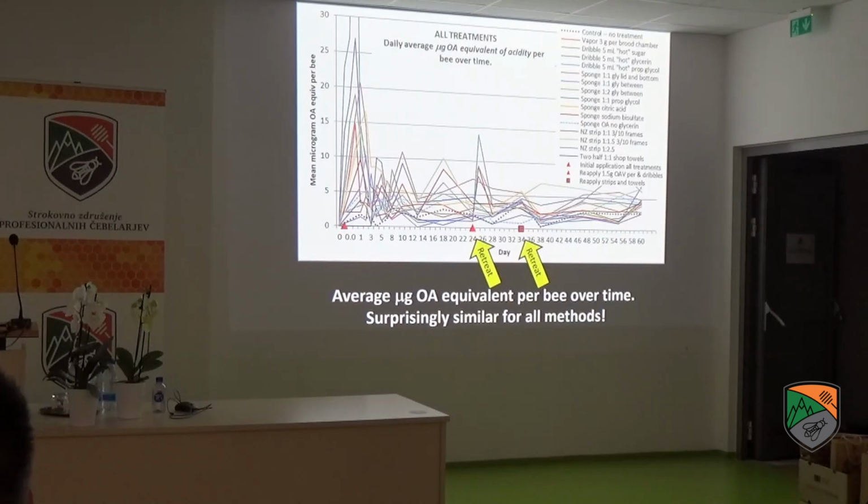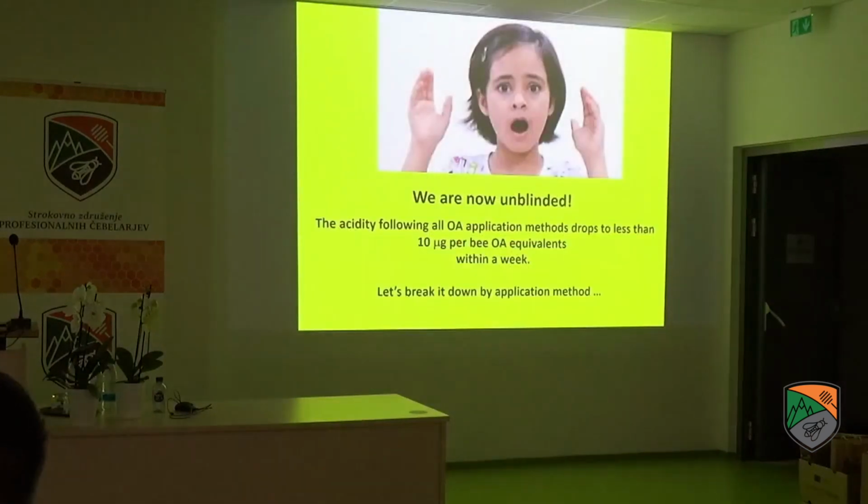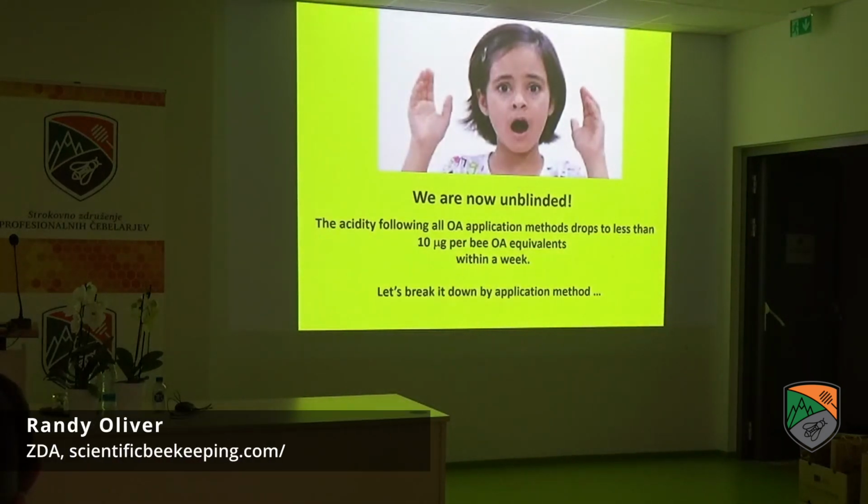And a lower one with some of the others, putting in the sponges, a bit of a spike. Not really high, we're getting up to maybe 15 micrograms per bee average. And then it drops down, and then you reapply the vapors and the dribbles right here, but at a lower dose of the vapor. And then we reapplied the New Zealand strips right here, and we went to 60 days. Okay, so at this point we have taken the blindfold off. We're going to now look into the heart of these colonies and see what happens with the oxalic acid residues over time. Okay?